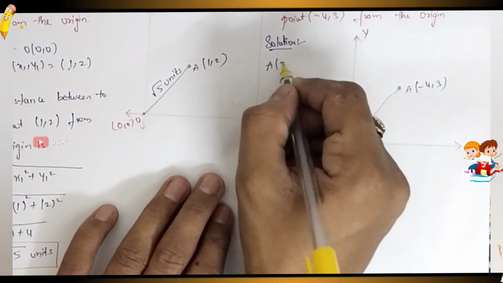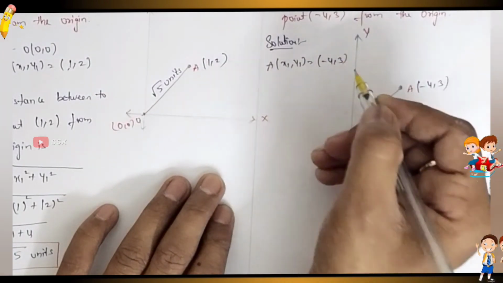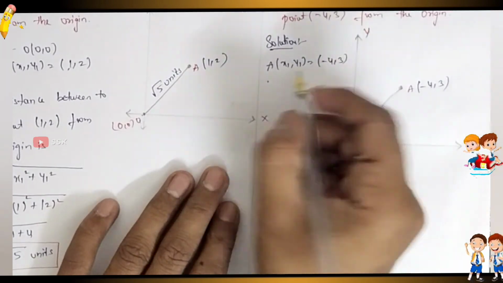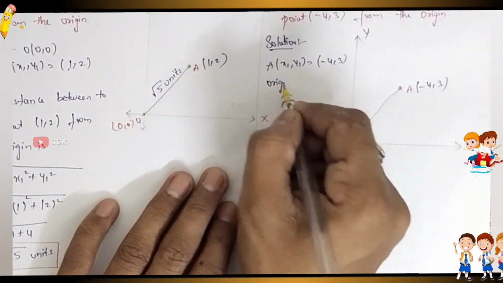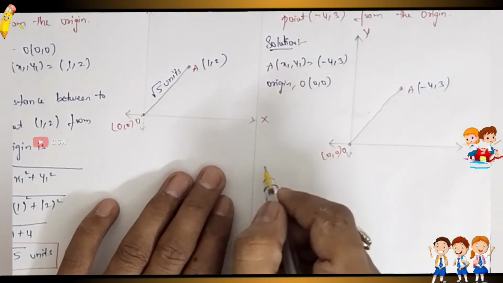Okay. Now what is given here? A value x1 comma y1 is minus 4 comma 3. Next O, origin, everyone knows. So origin is 0 comma 0. Now so what is the formula?